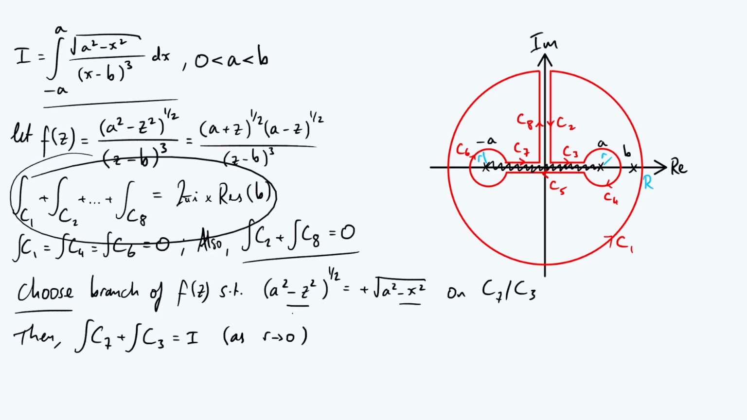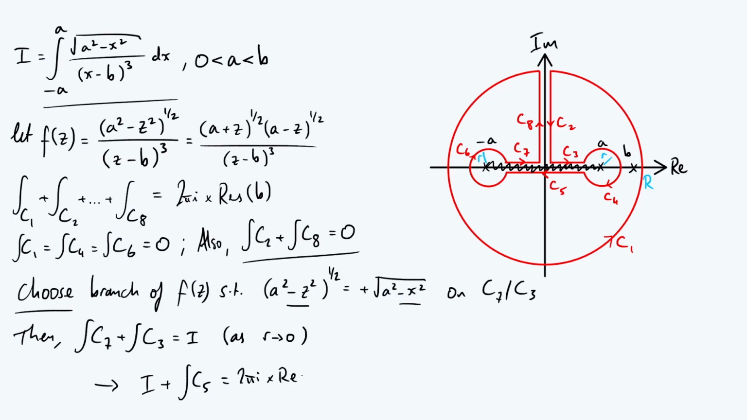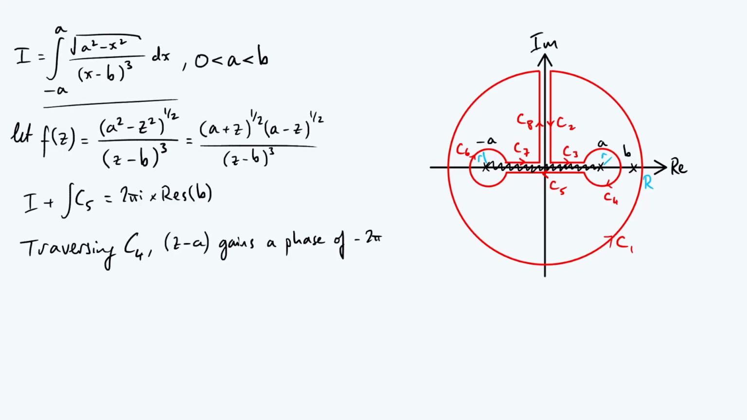Most of the integrals are 0, some of them cancel out. We've shown that the contribution from c7 and c3 combined is just I, under this convention that we've chosen for the branch of f of z, and so the whole thing reduces quite nicely to just I plus whatever the integral over c5 is equal to 2 pi I times the residue at b. So c5 is the only part that we haven't really looked at in detail, and so that's going to be our next step. So how are we going to work out the integral over c5 in terms of I?